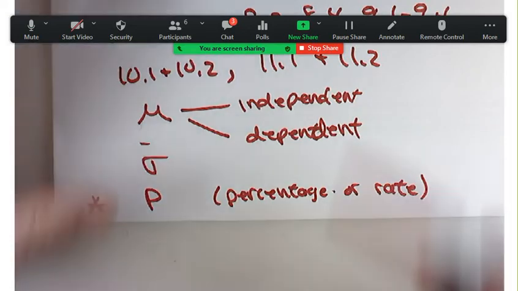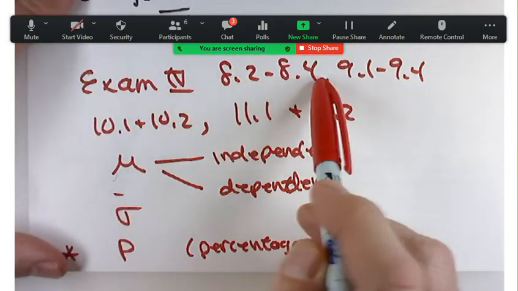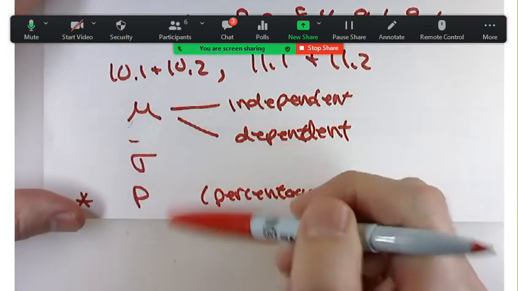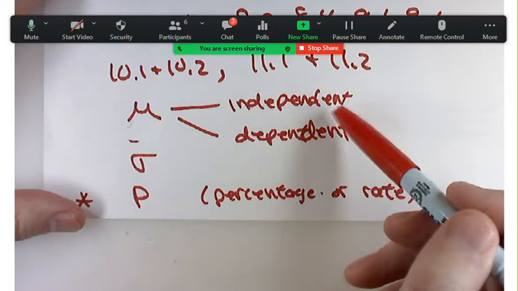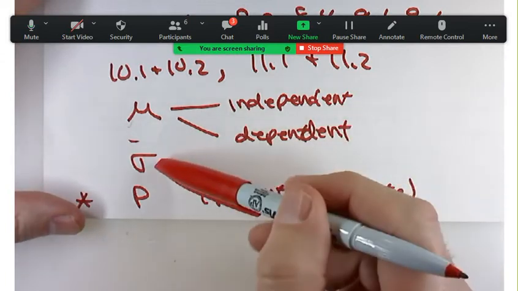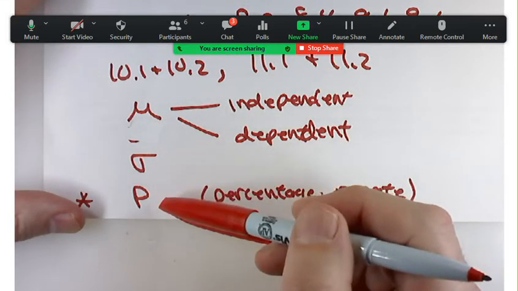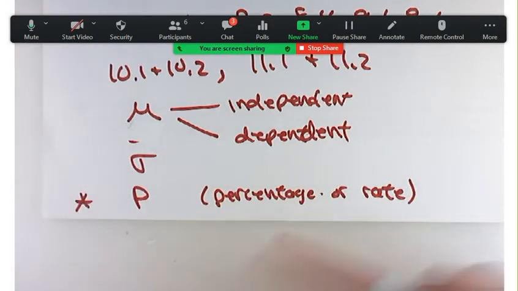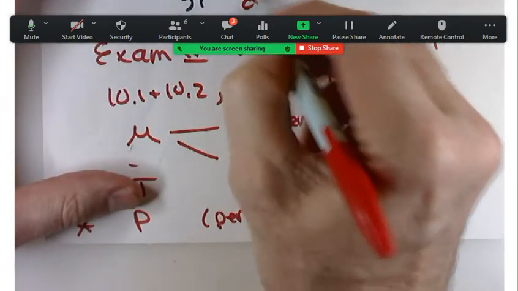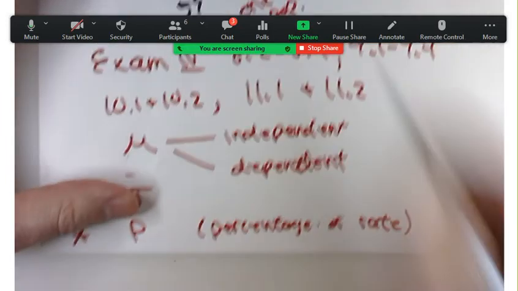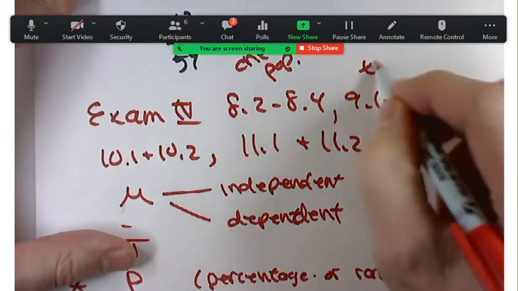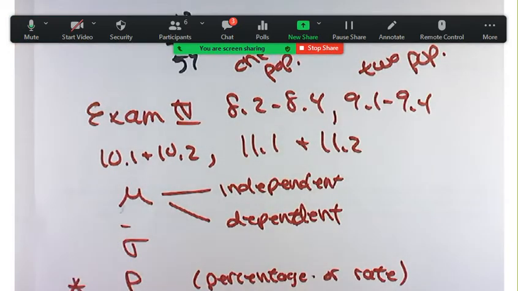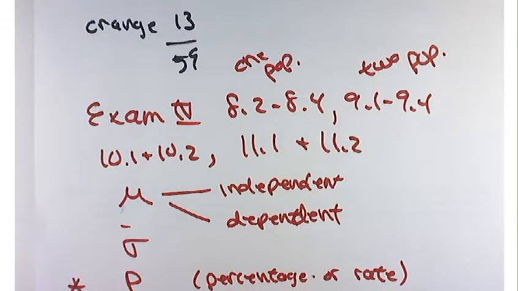So in chapters 8 and 9, your hypothesis tests are going to center around either mu for a population mean, sigma for a population standard deviation, and p for a population proportion. You're going to have to decide, is it one population or two populations? And that's going to help you decide what kind of test you're going to do.